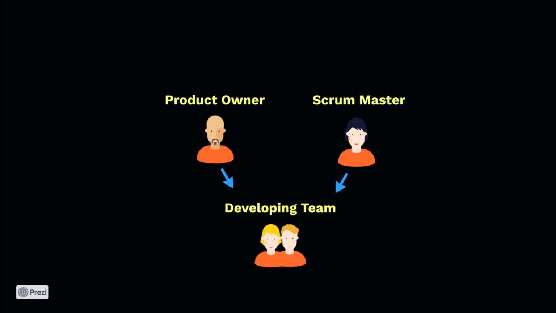Now that we've understood the basics and key elements of Scrum, let's take a look at the Scrum process. Sprint planning. At the beginning of a sprint, the team meets to select the tasks that need to be completed during that sprint. The duration of a sprint can be set individually, but it usually lasts 2 to 3 weeks.